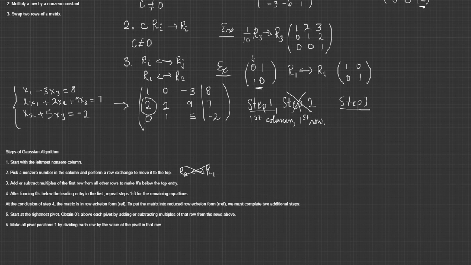And as you can see, the last entry below the 1 is already a 0. So we won't have to mess with that one. It's just a matter of getting this 2 to become a 0. And that's where the elementary row operations come into play.